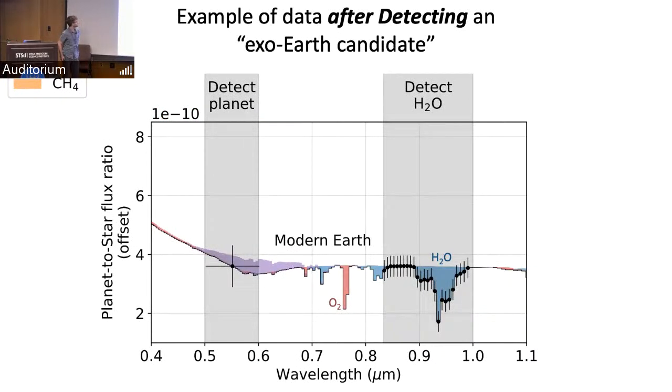This is what the data might look like if we detected an exo-Earth candidate. This is a reflected light spectrum of the modern Earth. We have wavelength on the x-axis, planet to star flux ratio on the y-axis. The different colors are effects that molecules have on the spectrum. So we've got oxygen, water vapor, and some ozone. On the left here, we have some photometry that detects the planet. And on the right, we have a single spectroscopy bandpass that tries to detect water vapor. You can see that big water vapor feature there in blue.